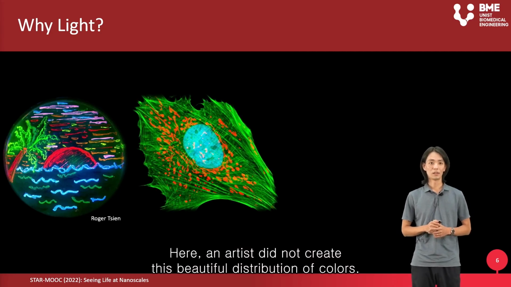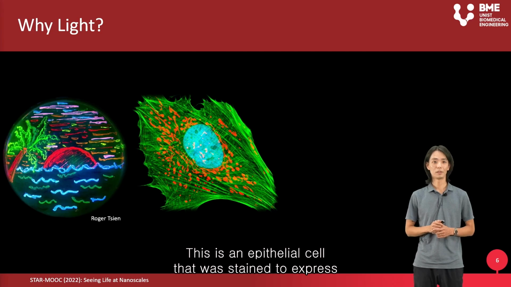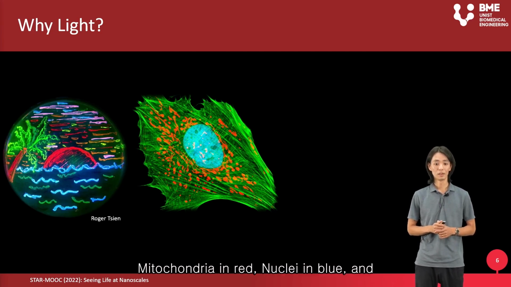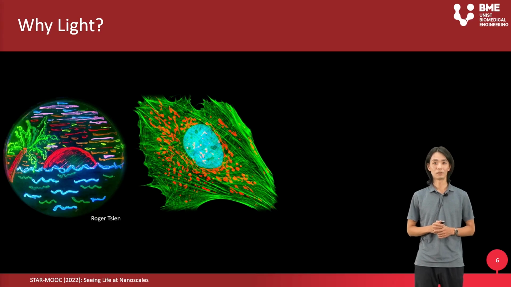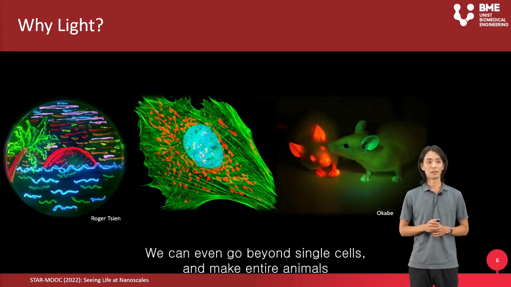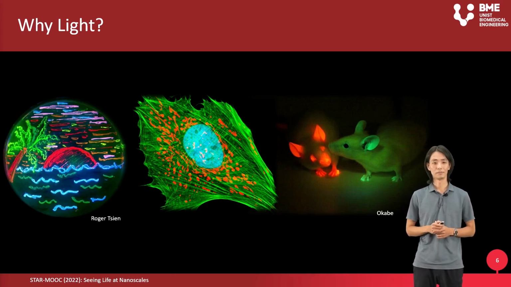Here, an artist did not create this beautiful distribution of colors. This is an epithelial cell that was stained to express different colors for different subcellular organelles. Mitochondria in red, nuclei in blue, and actin filaments in green. We can even go beyond single cells and make entire animals become fluorescent, customized to different needs.